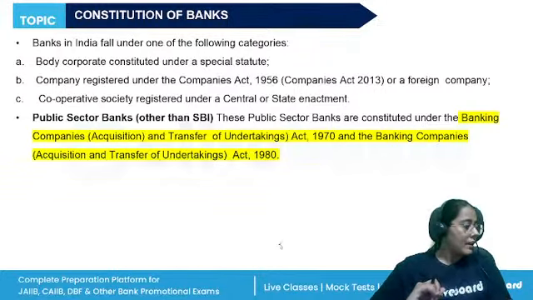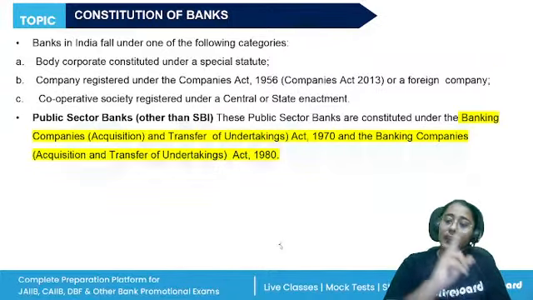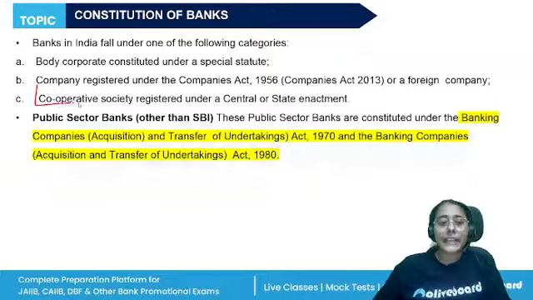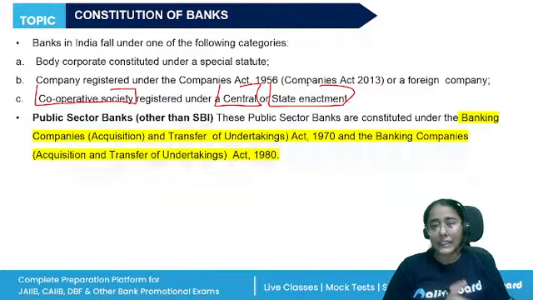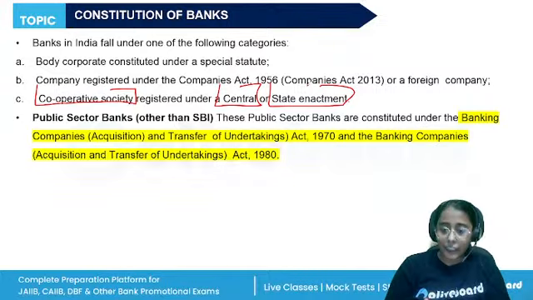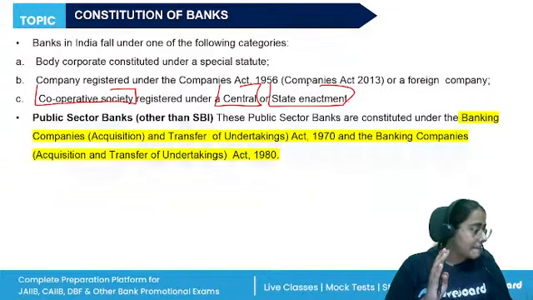So it can also be a foreign company which is registered under the Companies Act of that particular country, right? Also the third part, it can be a cooperative society registered under a central or state enactment. There's the State Cooperative Societies Act if the cooperative society is operating within one state. There's the Central or Multi-State Cooperative Societies Act if the cooperative society is functional in more than one state, right?